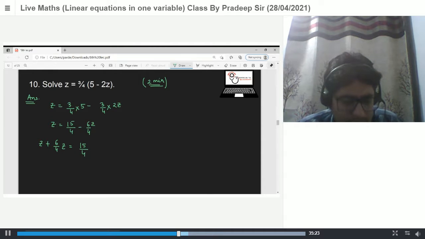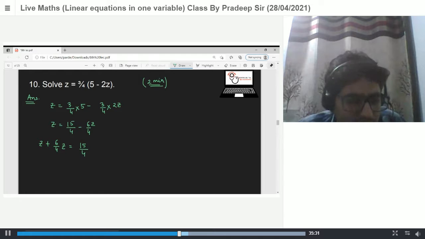Now, why 2z? Take the LCM. This is z by 1 on the left hand side. So now the LCM is 4, so 4z. So this will become 4z plus 6z, which is equal to 10z by 4, and on the right 15 by 4.